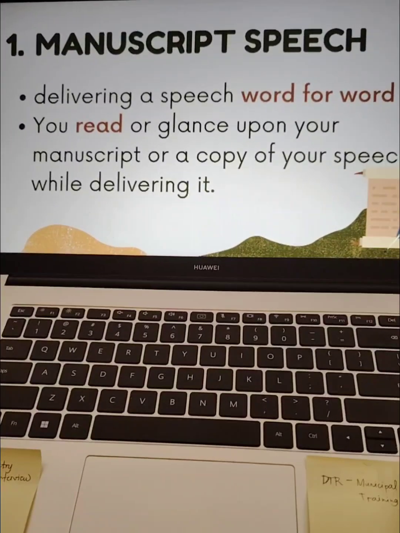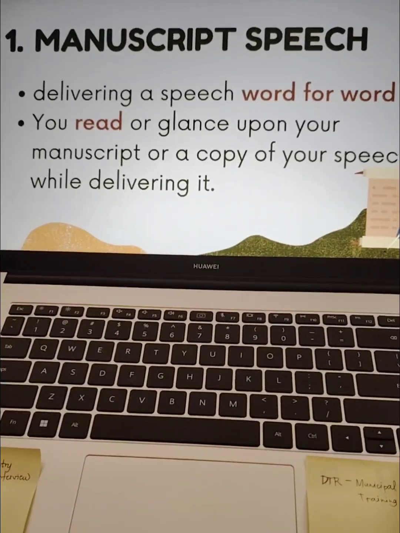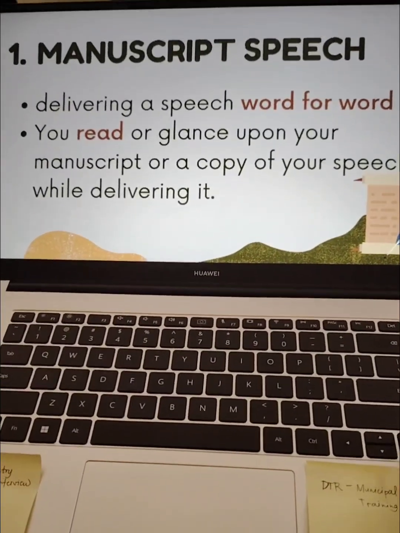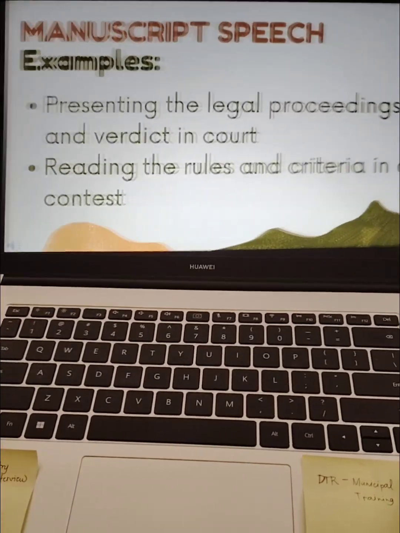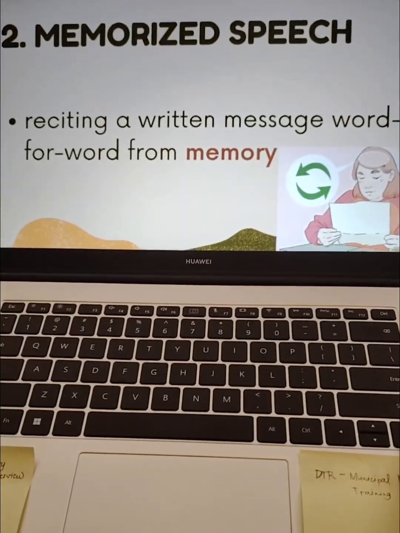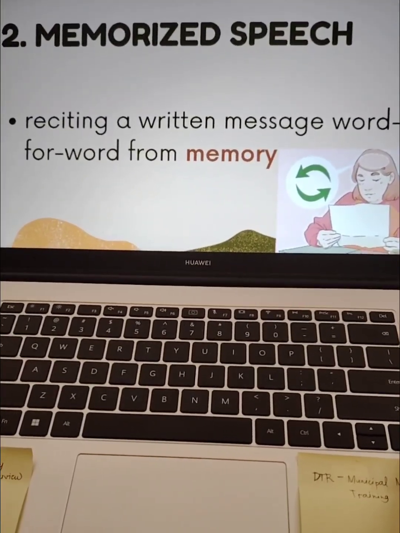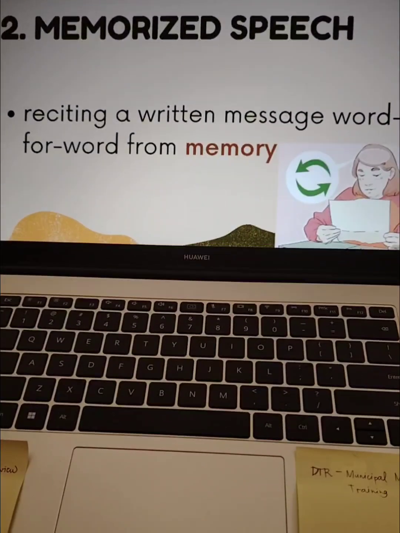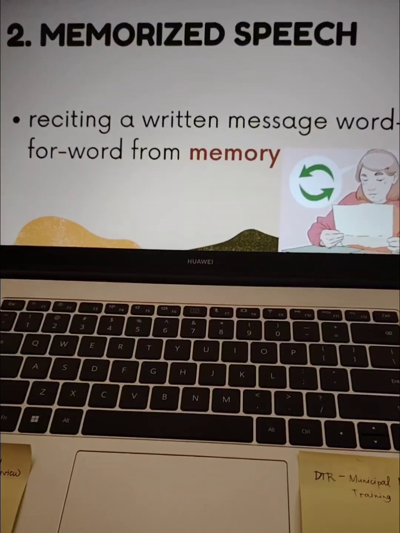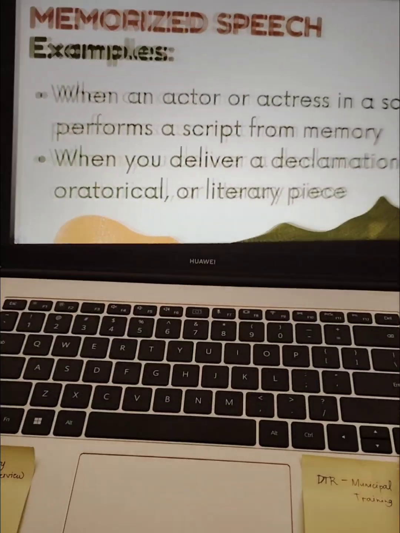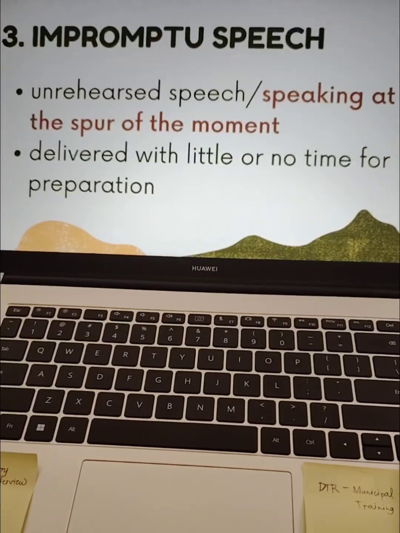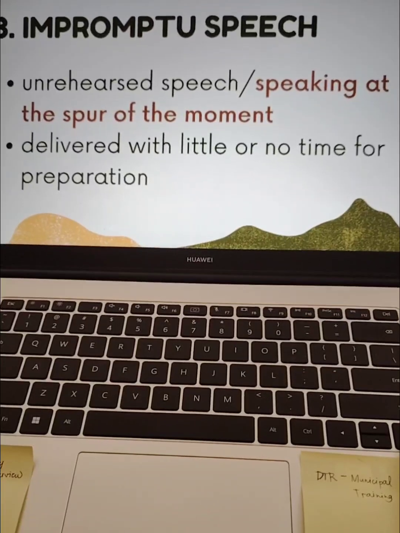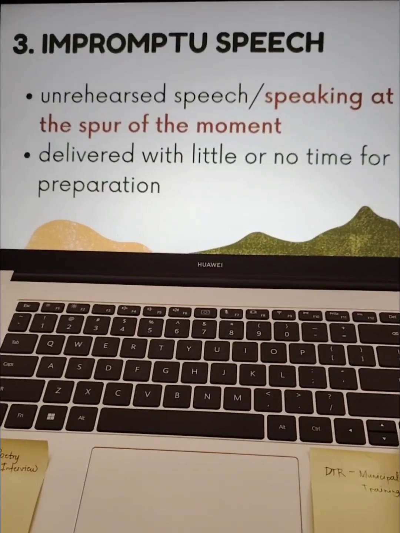Once again, when we say manuscript, the speaker can deliver the speech word per word. Or he or she may take a glance from time to time at the audience, but of course, with the aid of the script. When we say memorized, that's reciting whatever speech you have stored in your memory.